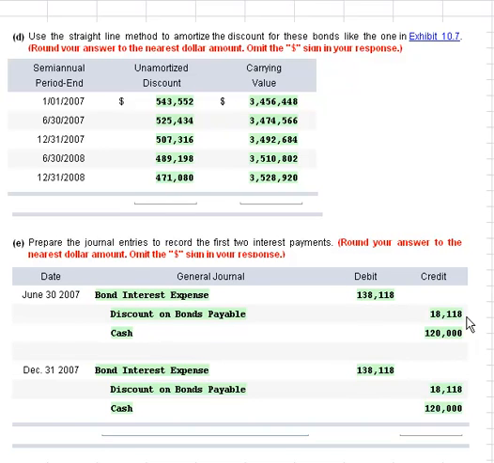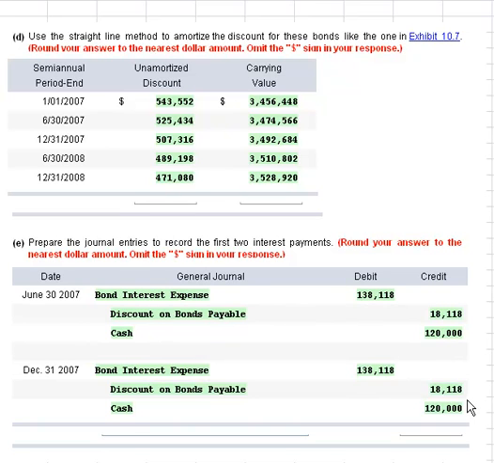And we credit the discount on bonds payable. Remember that the discount starts off as a contra bonds payable account, so it starts off as a debit. Reducing it results when we show a credit, and the cash amount of the payment is $120,000, so we're in balance. And then we make the exact same entry every 6 months for the next 15 years until we pay off the bond.